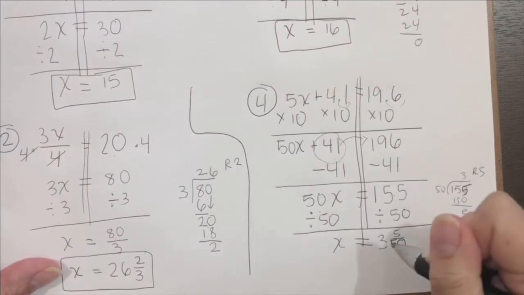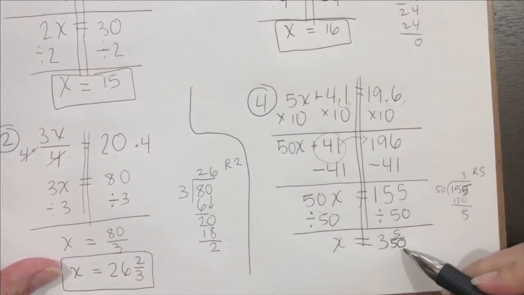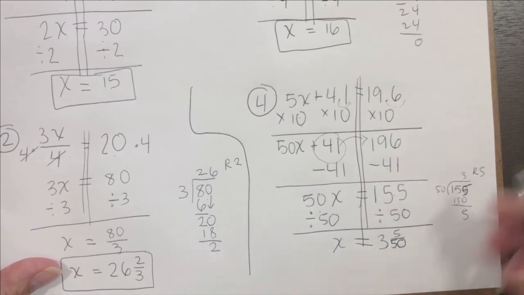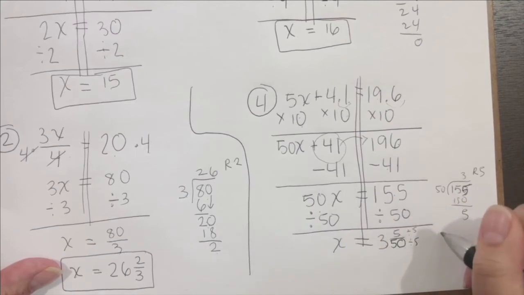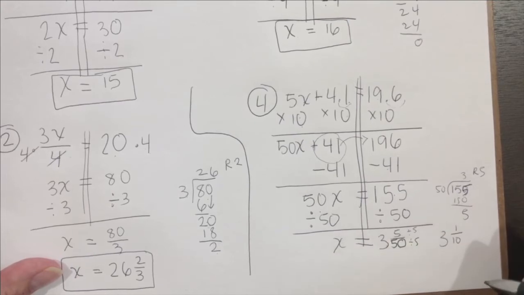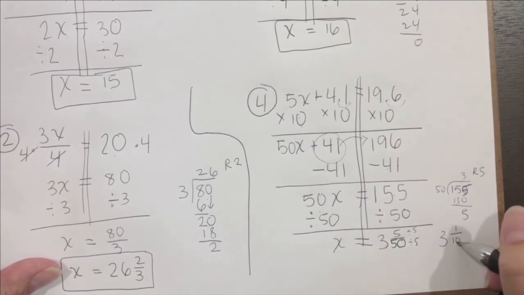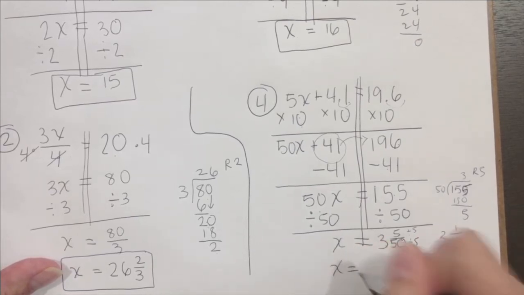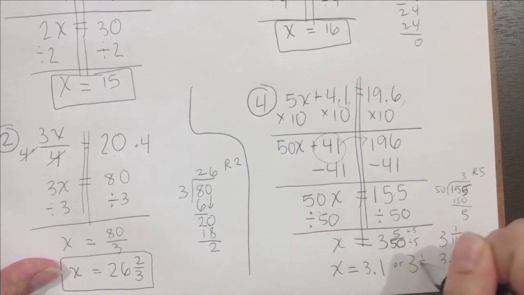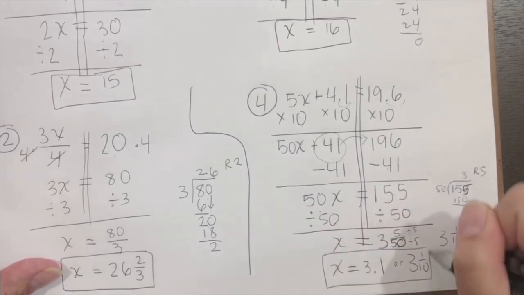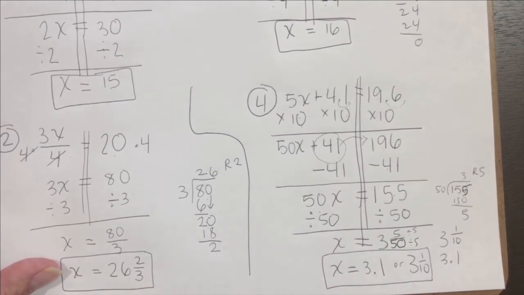3 and 5/50ths, but that can be reduced because they can both divide by 5. So divide by 5, divide by 5, and we get 3 and 1/10. Well, 1/10, remember as a decimal, that's just 0.1, so this is 3.1. So x equals 3.1 or 3 and 1/10. You could put it either way. I wanted to put 3.1 because that's what's on the answer key, but they mean the same thing.